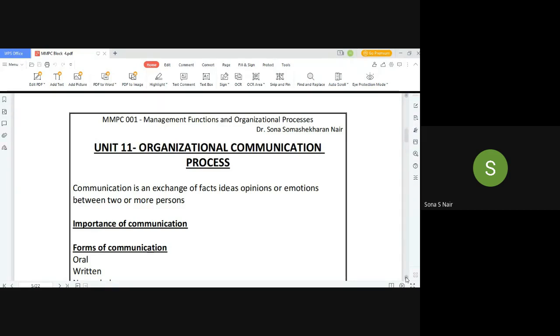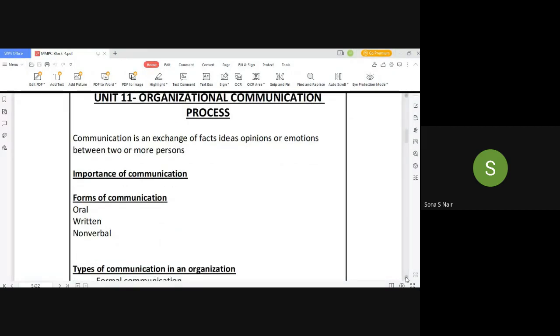Okay. Communication, we know, is an exchange of facts, ideas, opinions, or emotions between two people. Communication is very important, the reason being that without communication, no work will be done, no tasks will be accomplished, relationships would not be proper, all kinds of problems. Actually, communication is the one force which runs the whole world, not just an organization.